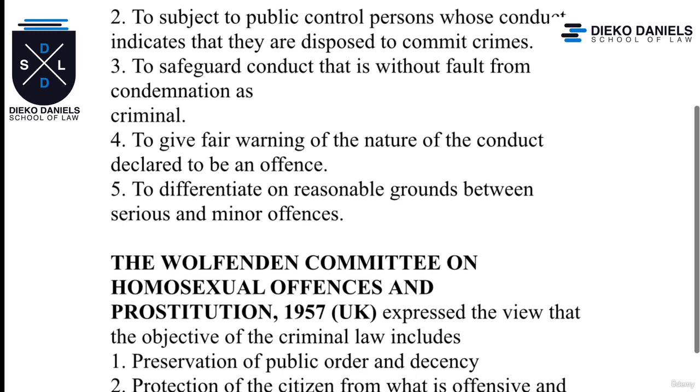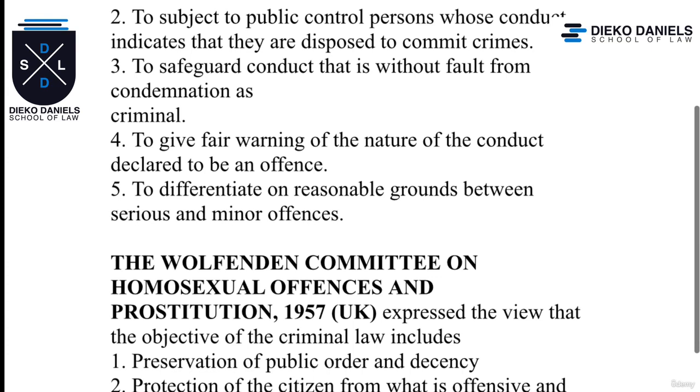So when you are looking at criminal law, you also have to look at how it affects the public control and all that. Number 3, to safeguard conduct that is without fault from condemnation as criminal. Number 4, to give fair warning of the nature of the conduct declared to be an offense. Number 5, to differentiate on reasonable grounds between serious and minor offenses.